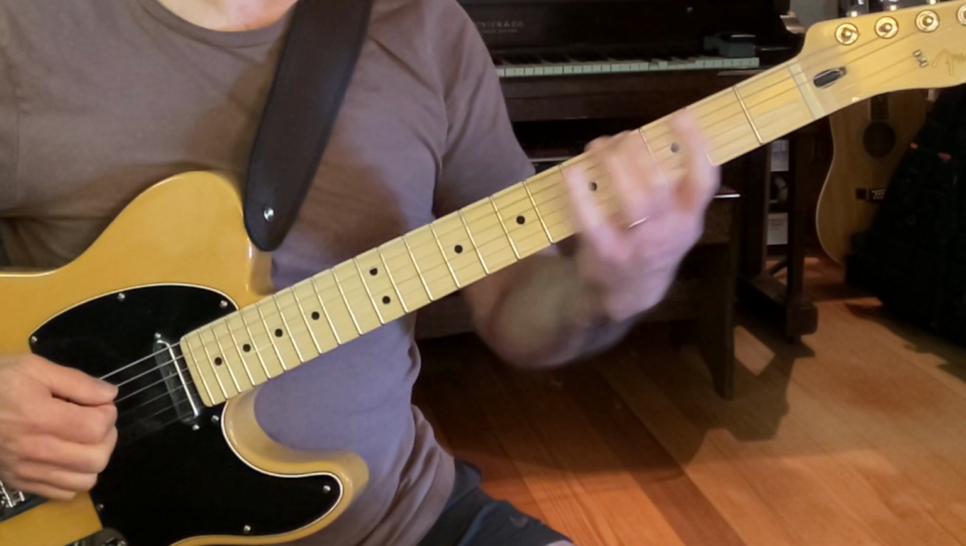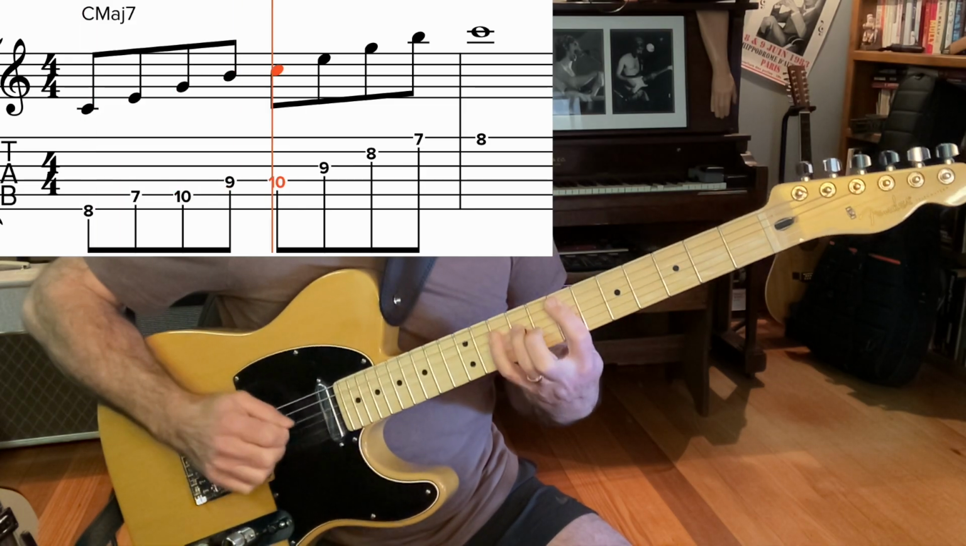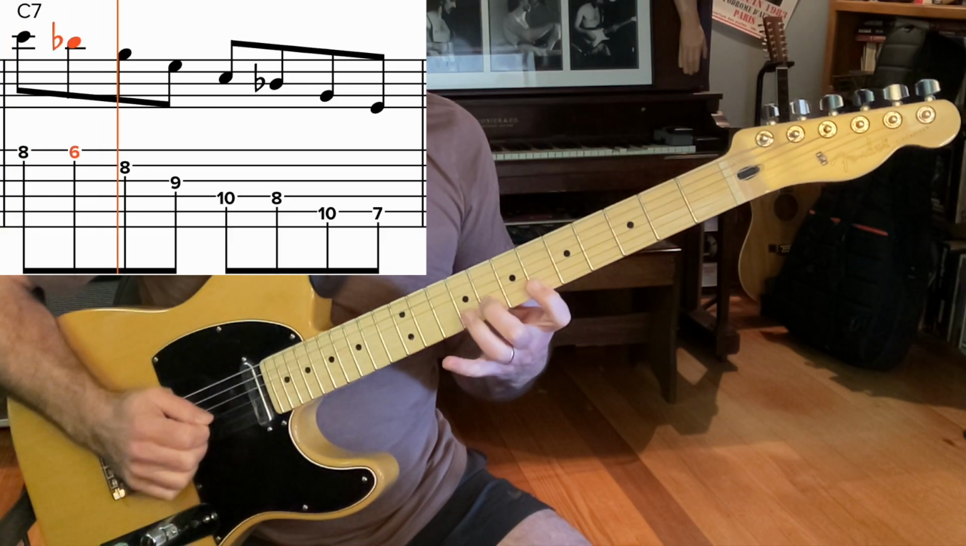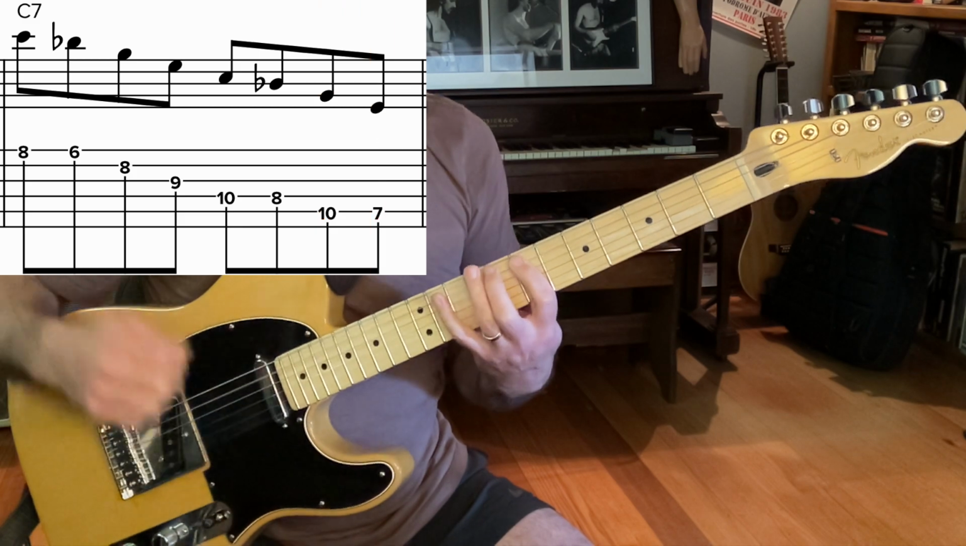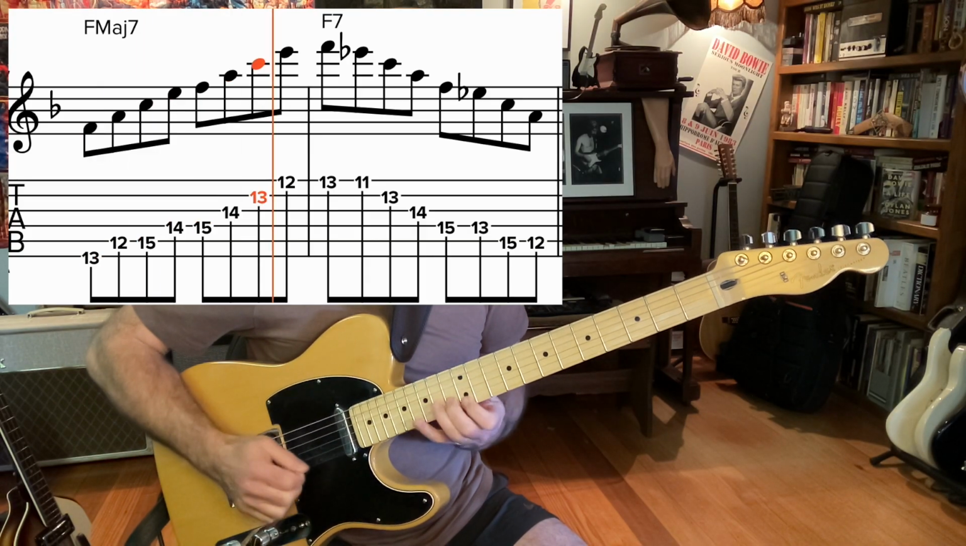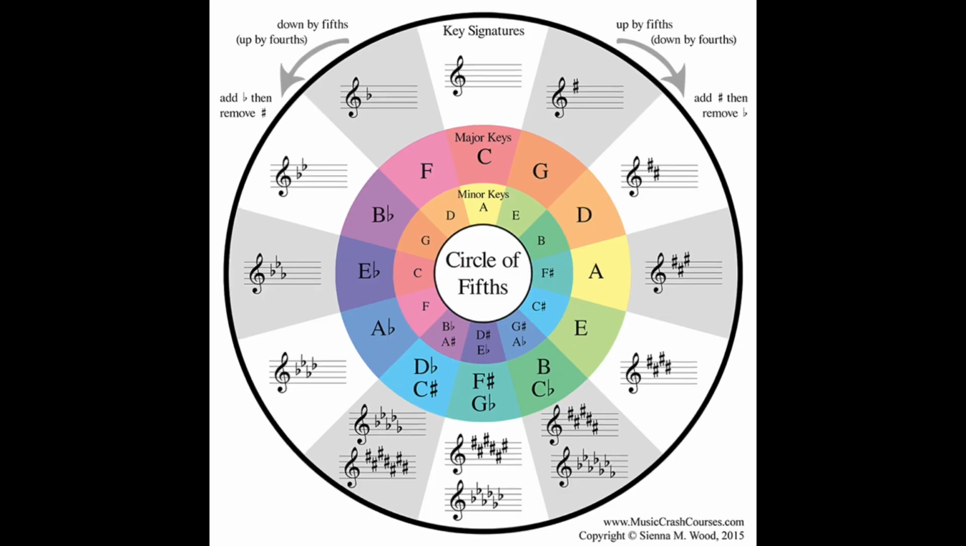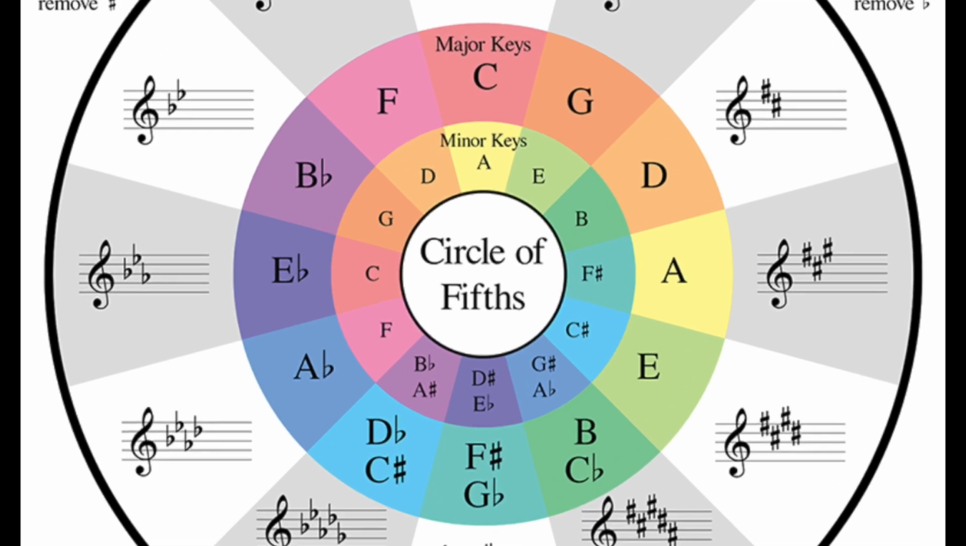We can move up to the C chord, up at the 8th fret, and do the same thing again. C major 7, we'll change it to C7. If we move up a 4th from C, F. So we can continue to do that until we've visited all 12 keys and we arrive back at G. That's all this exercise is.